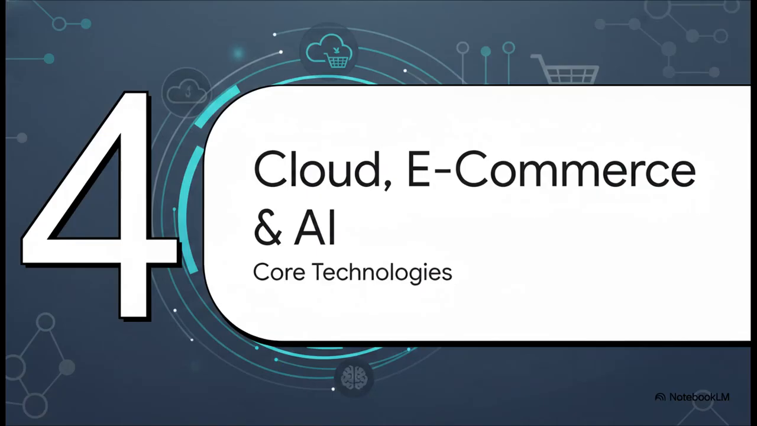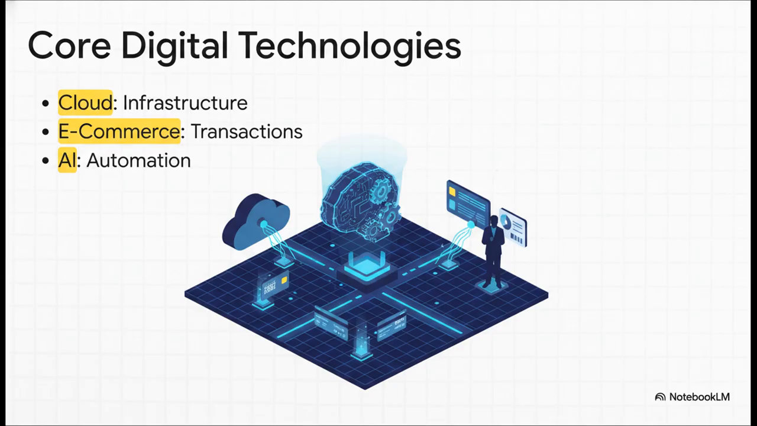Let's dive into Section 4, cloud, e-commerce, and AI. This is where we look at the core technologies actually driving all these changes. Think of cloud computing as the physical infrastructure, kind of like the roads and utilities, that allows e-commerce to function and artificial intelligence to do its thing. The cloud lets organizations use massive internet resources instead of relying on a single clunky local server.